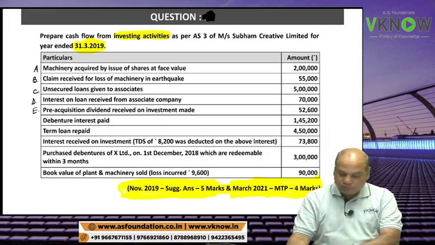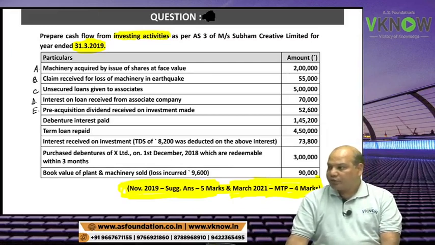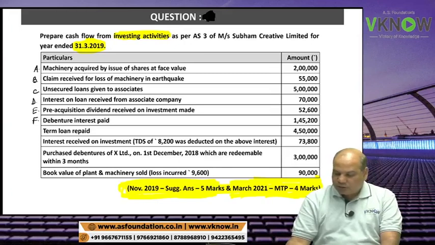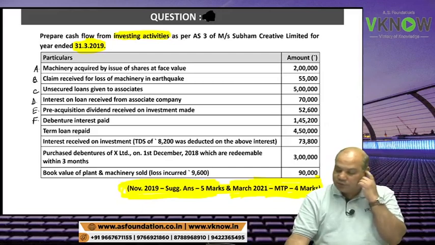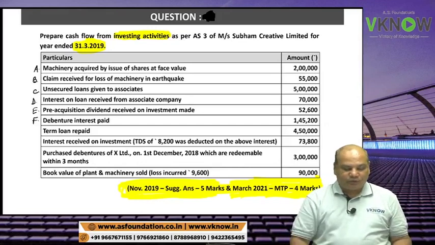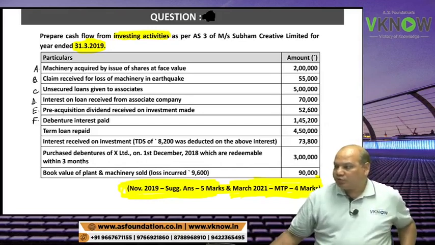Point C, unsecured loan given to associates, 5 lakh. Point D, interest on loan received from associate company.